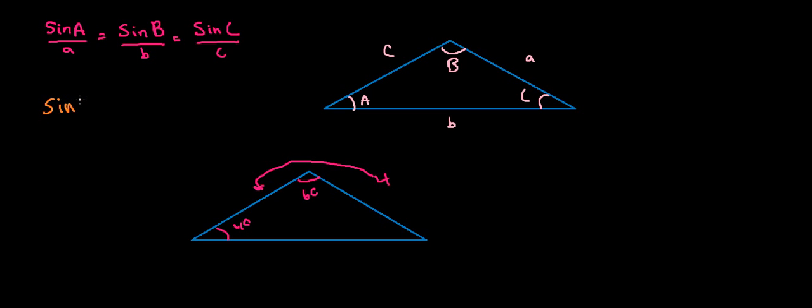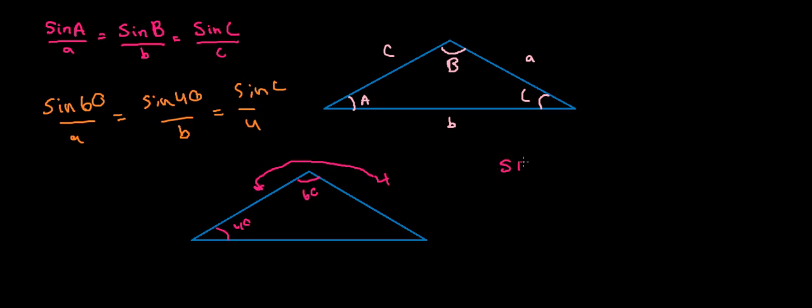I'd have sine of 60 over, we'll just call that A, is equal to sine of 40 over B, and then I would have 4 over sine C. So I can't solve this because I don't have a ratio to compare it to. That's what I mean. Whereas this first example I do.